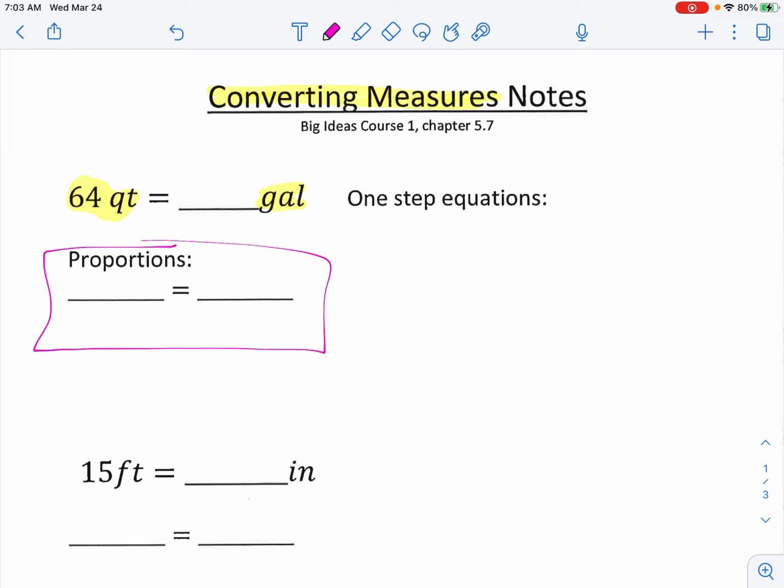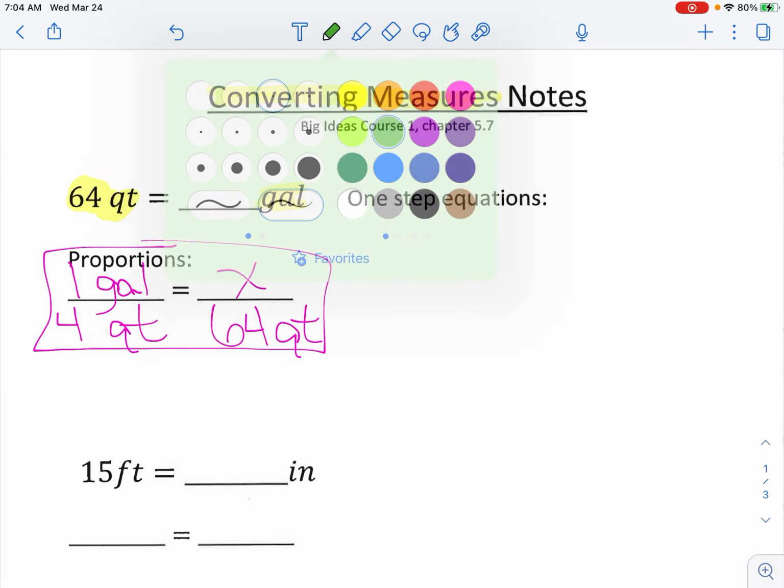On my paper, it tells me that 1 gallon is equal to 4 quarts. So I'm going to put that all over on the left. 1 gallon is to 4 quarts. Now, the other information that I have, I've got 64 quarts. Since quarts is on the bottom on the left, quarts has to go on the bottom on the right. My X is going to go up here because that's what I'm trying to figure out, how many gallons.